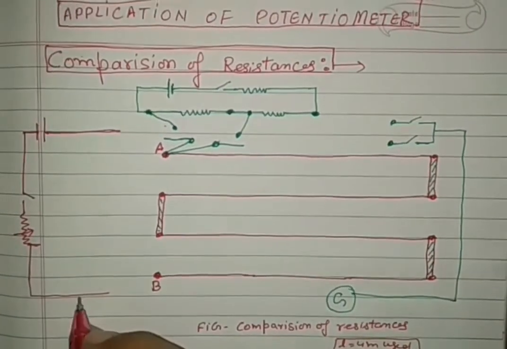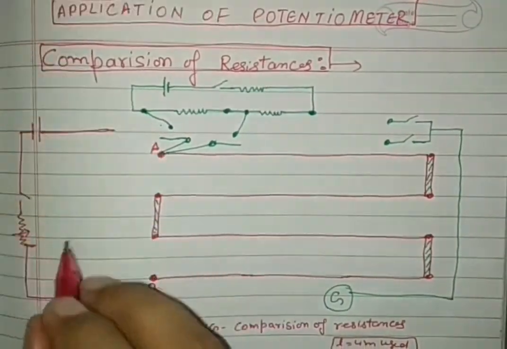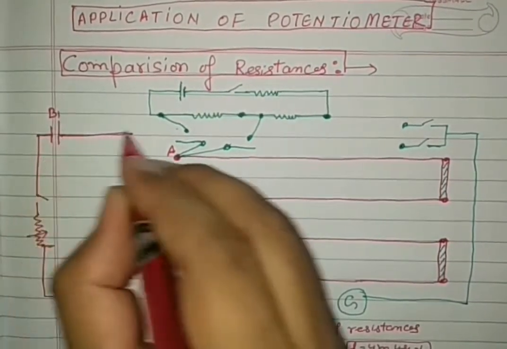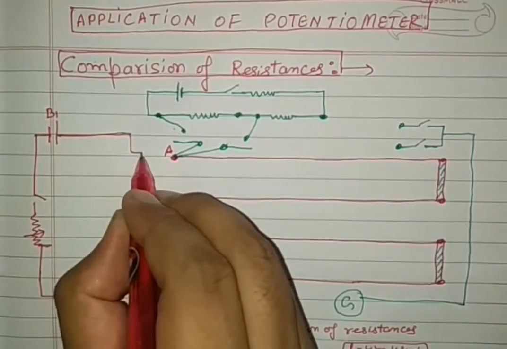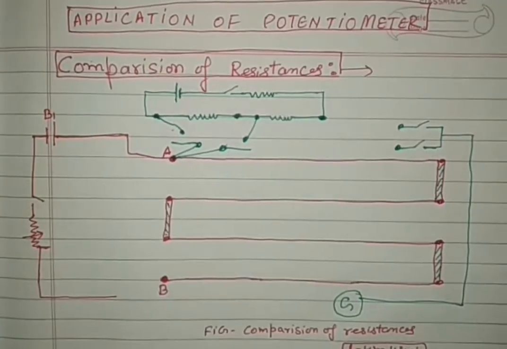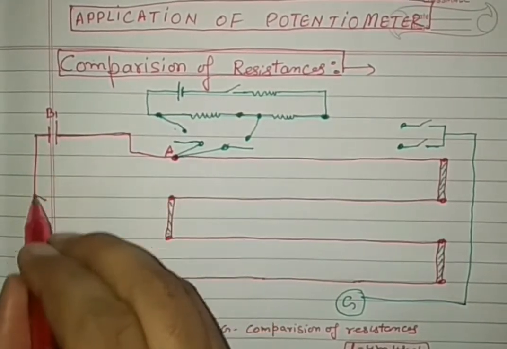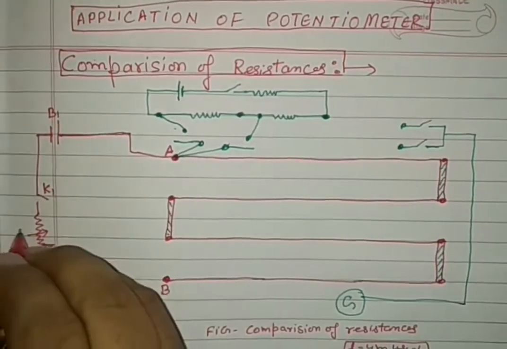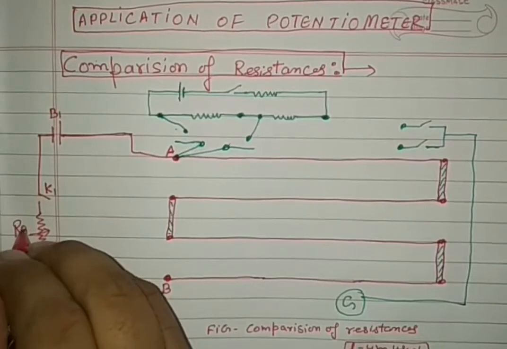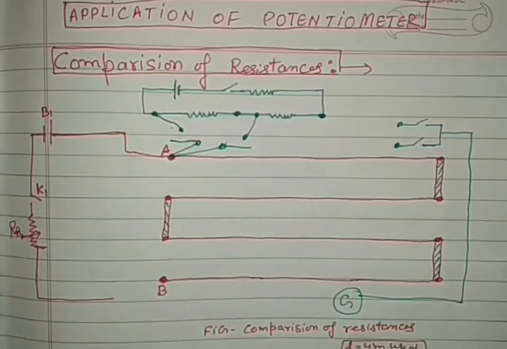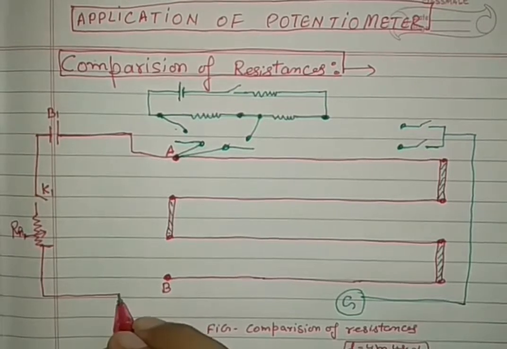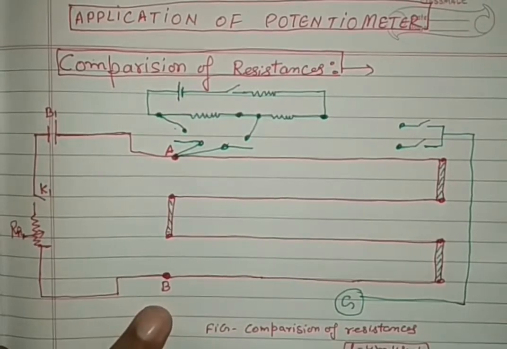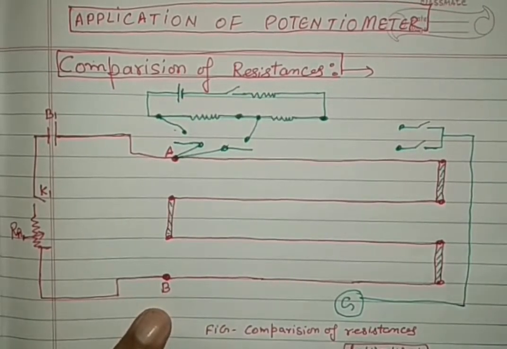In this potentiometer, see how it is connected. Focus on the red side. Here is a battery B1, a standard cell. Its positive end is connected with A. Thereafter, this is the key K1 in the standard circuit, then the first rheostat RH1 in the standard circuit. Thereafter, its last terminal is connected with the second end of the potentiometer.